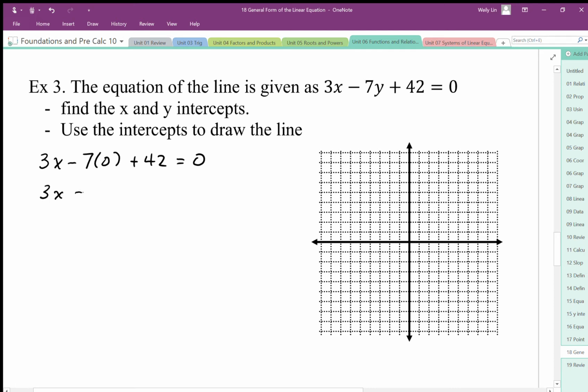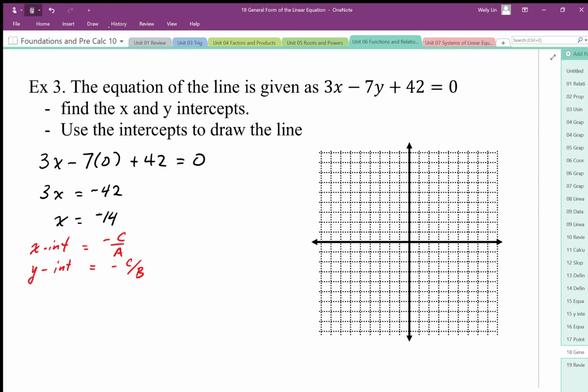This always becomes 0. And if I subtract 42 from both sides, I can divide 42 by 3, and I'm going to get negative 14. So we can actually find the x-intercept by looking at that c coefficient, and it's negative c over a. So the x-intercept, and I'm going to just generalize this, and I'll put this in red, is going to be negative c over a. The y-intercept we've already established as negative c over b.